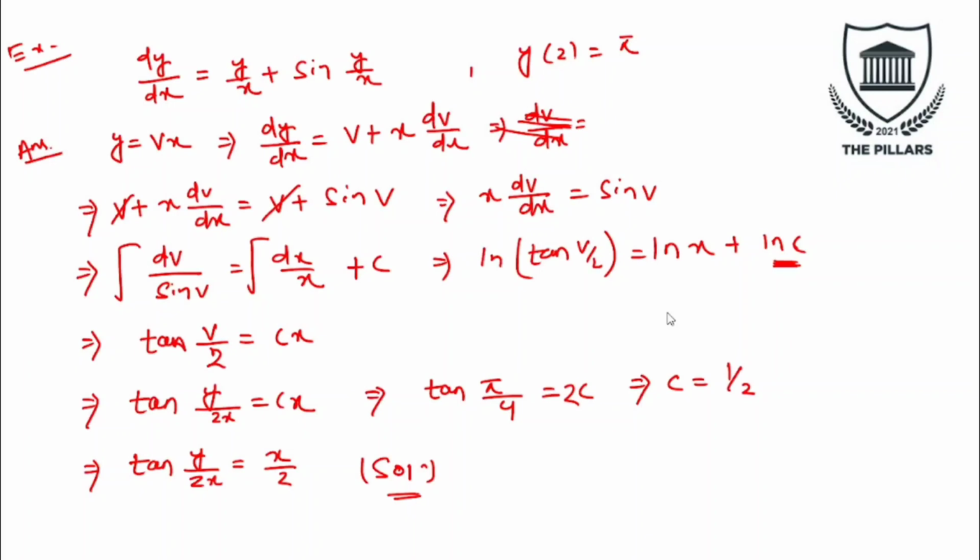Okay, I think you got the whole thing. Whenever there is a y/x term, you will put y = vx, and whenever there is an x/y term, you will put x = vy.